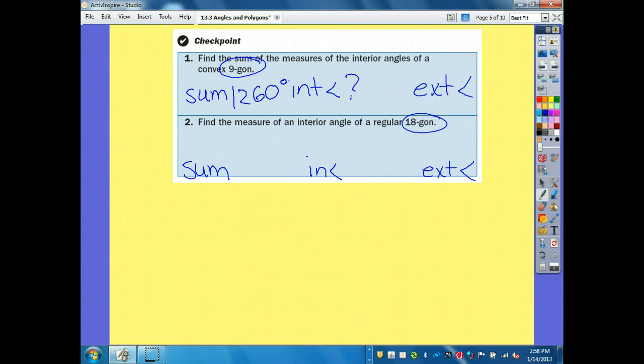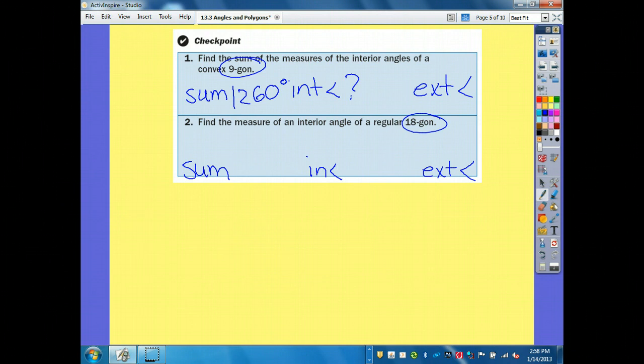So did you end up with a sum? Did you get that for your sum? I don't know how to find this one. Okay, good time to do it then, right now. How do I find the sum? How many sides do we have? 9. Okay, so number of sides minus 2 is what? 7. Times 180? 1260. Okay, so now we have the sum.